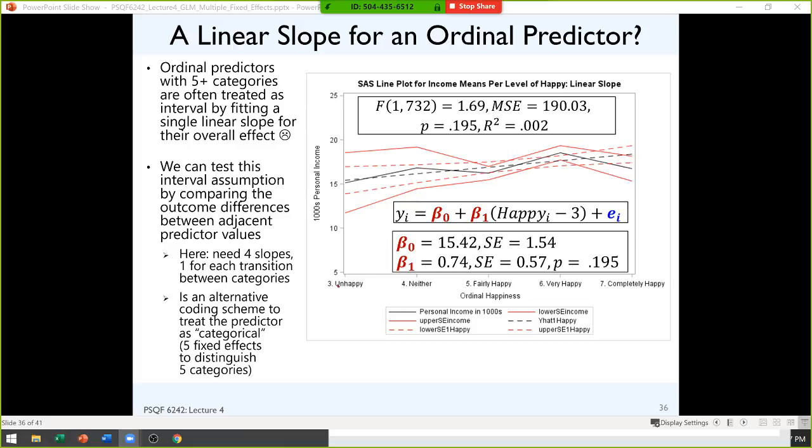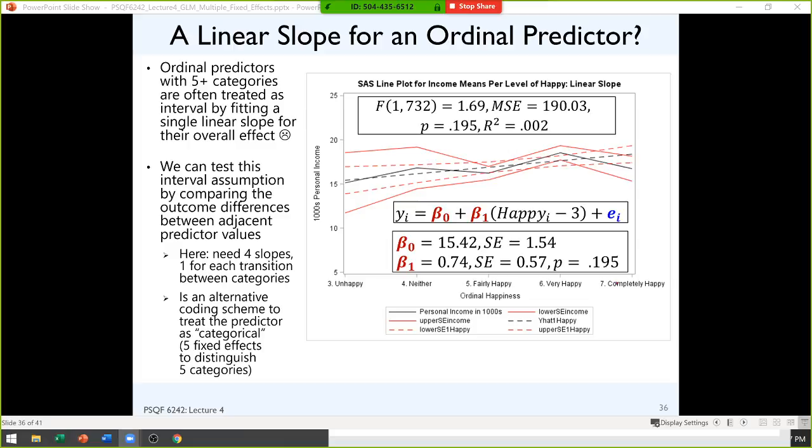So there were like three people who claimed anything worse than unhappy, so I rounded them into one group. And here's my scale. This is slide 36. The X-axis is 3 says unhappy, 4 says neither happy nor unhappy, 5 is fairly happy, 6 is very happy, and 7 is completely happy.